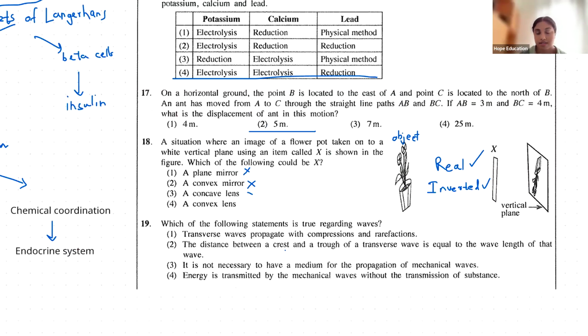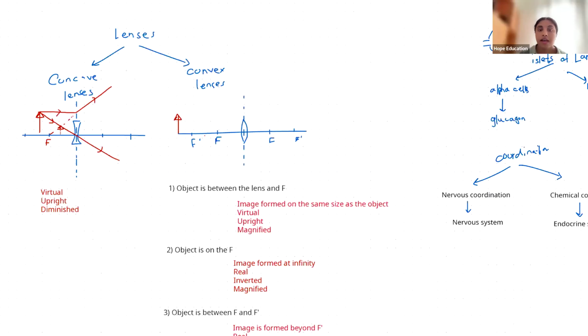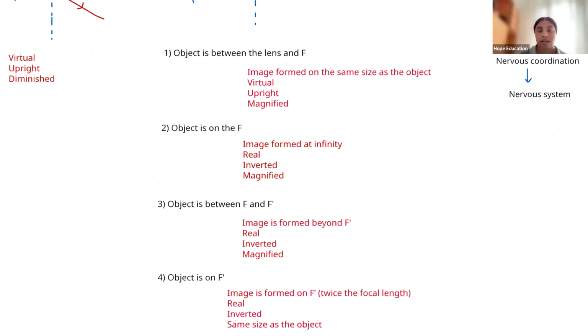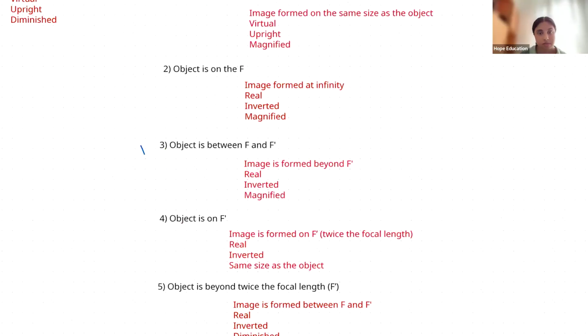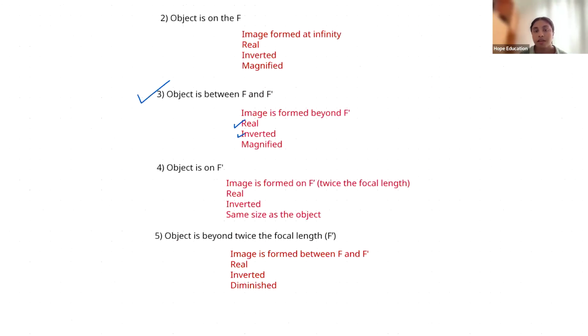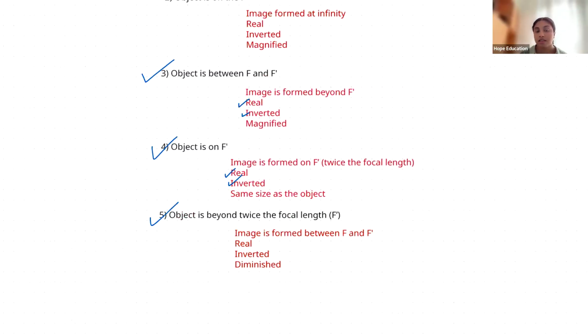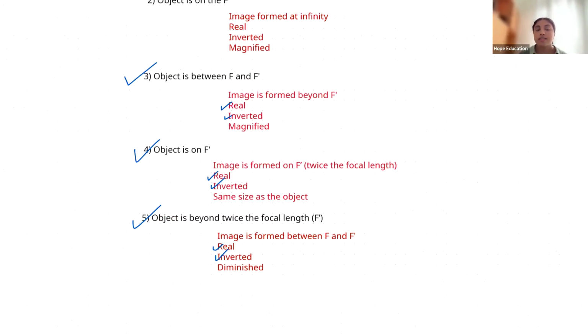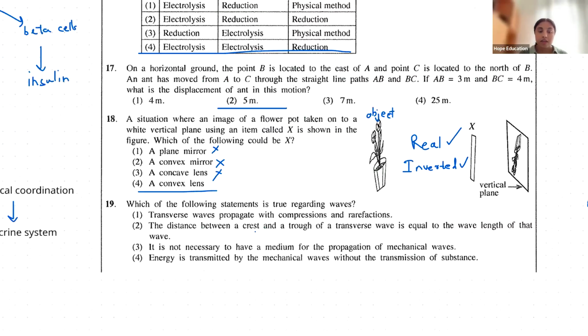This has to be a convex lens. If you talk about convex lenses, real and inverted images form, though we can't take the case where the image is formed at infinity. But this is possible: real and inverted images form when the object is between f and f dash. Or this is also possible: the object could have been on f dash, where real inverted images also form. This is also possible: the object is beyond twice the focal length, where real inverted images also form. So we are only considering real and inverted because we are not sure about the size. Is that clear to all of you? Thumbs up, please. If it's not clear, let me know.